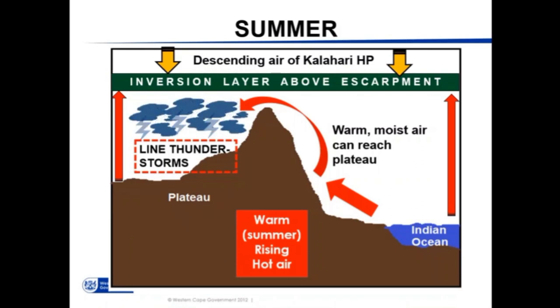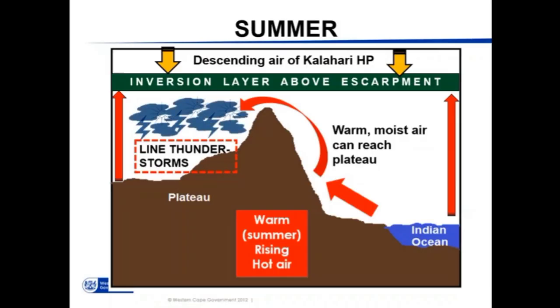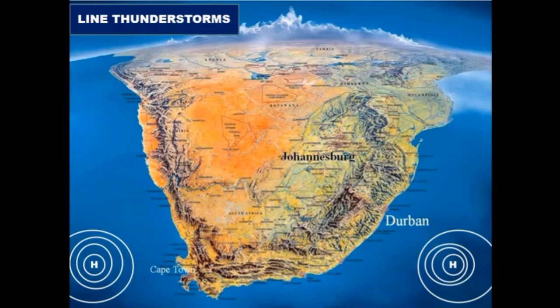Remember that the inversion layer plays a huge role in whether the interior of the country will get rain. Because of warm air that rises, that pushed the inversion layer higher than the escarpment, that allows warm, moist air that comes from the Indian Ocean to go over the mountains, over the escarpment, and then the interior of the country gets rain. Lots of rain. Ladies and gentlemen, when I arrived there, I couldn't understand how people can allow such a lot of water running away. But next one, line thunderstorms, ladies and gentlemen.